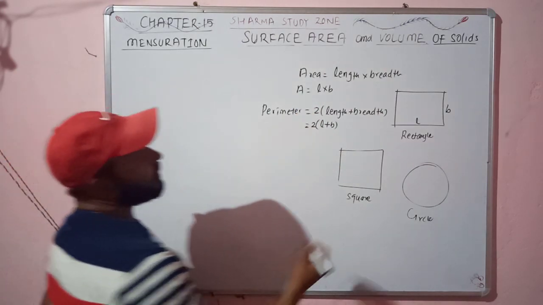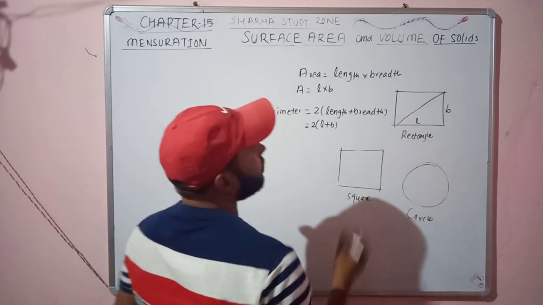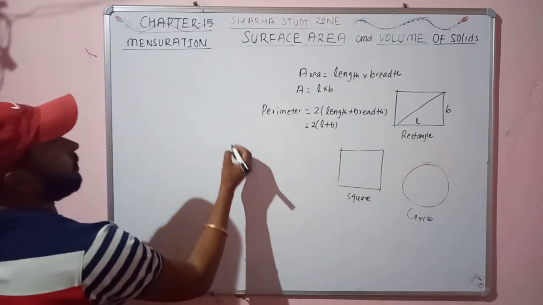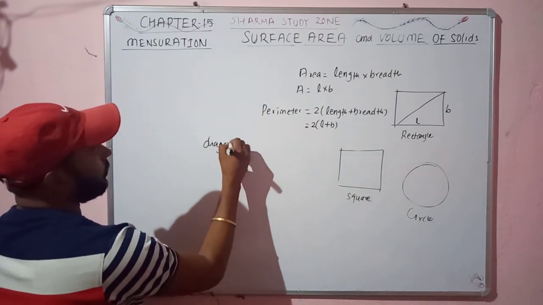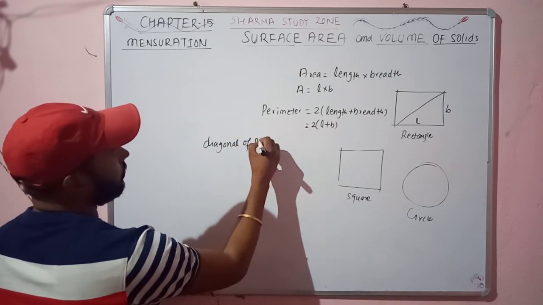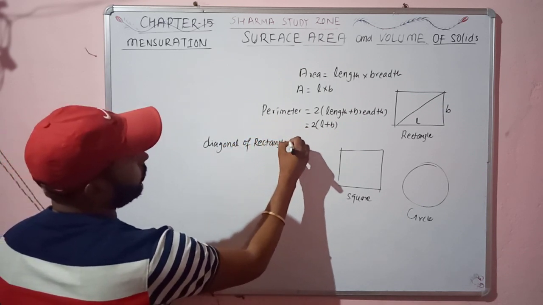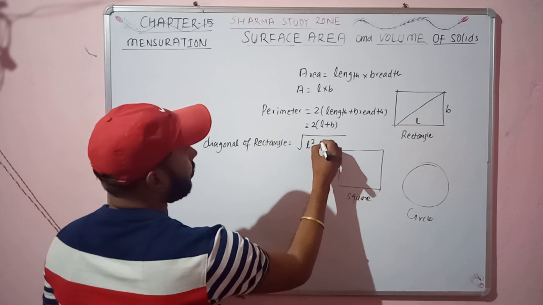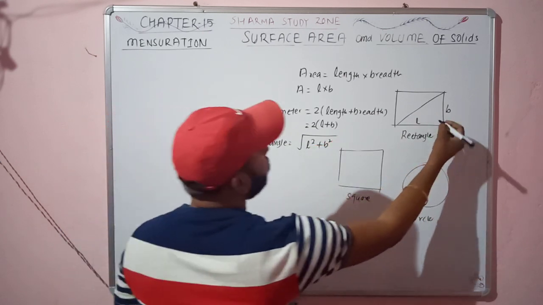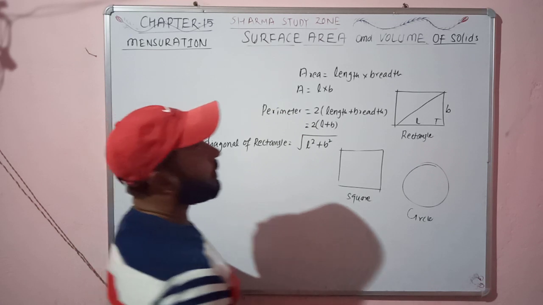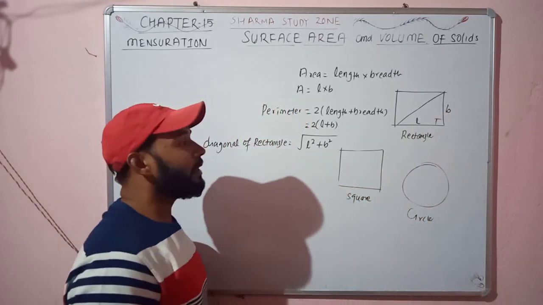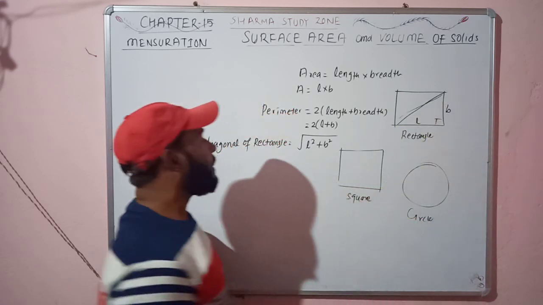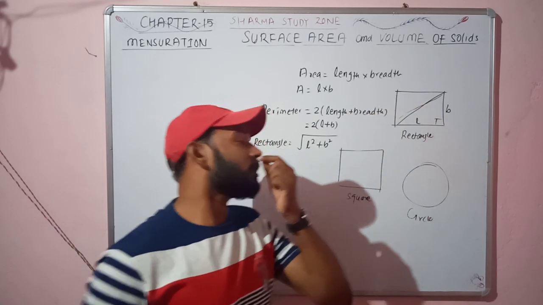Similarly, if you have to find the diagonal of the rectangle, you can find it by using the Pythagoras theorem. So, the formula for the diagonal of a rectangle is the square root of L square plus B square, because we know that all the angles of a rectangle are 90 degrees. It means in this triangle we can apply the right angle, we can apply the Pythagoras theorem.